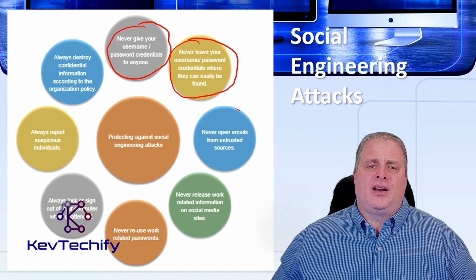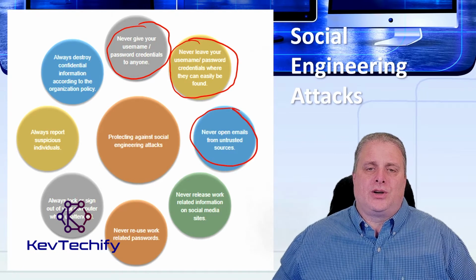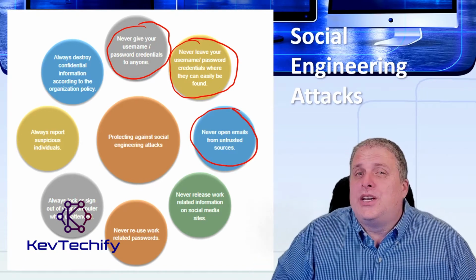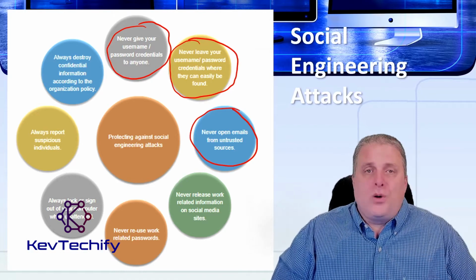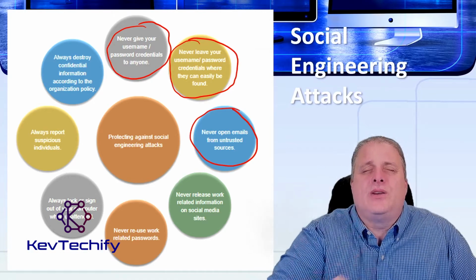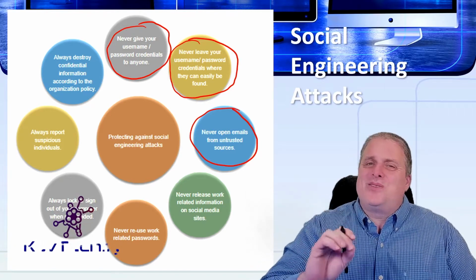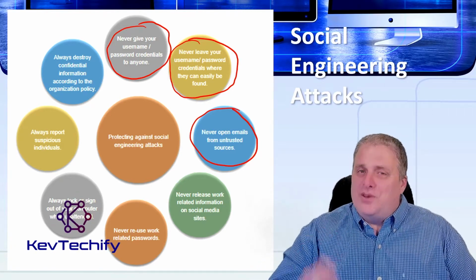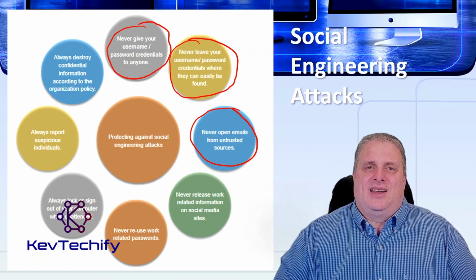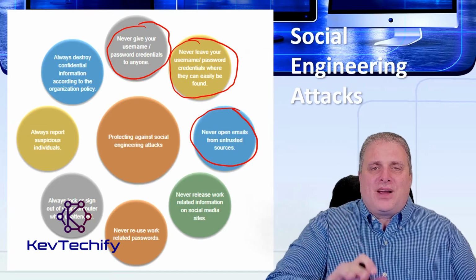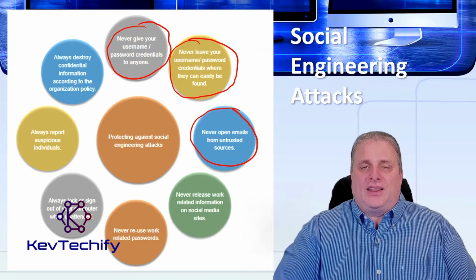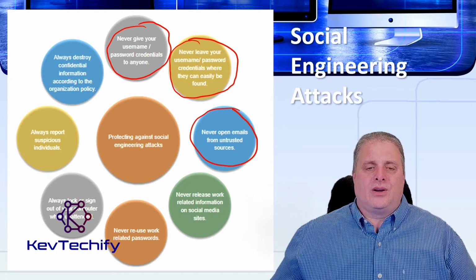The third method here is never open emails from untrusted sources. If you don't know who sent you that email with the attachment, don't open it. Even though it's the cutest cat in the world playing with yarn picture, don't open it because you don't know who sent it to you if you don't recognize it. If you don't recognize it, have your IT staff look at it. This is some of the training you need to do.